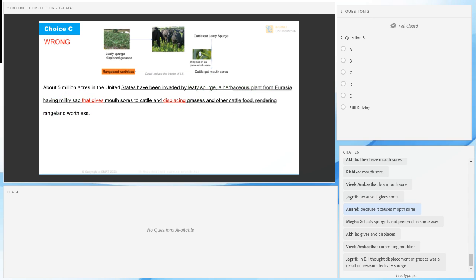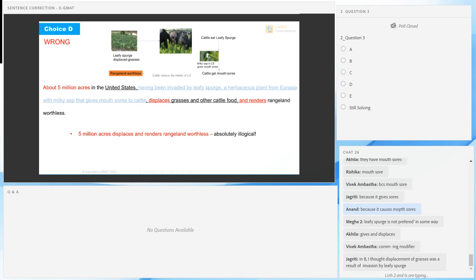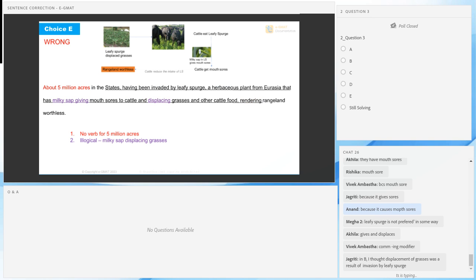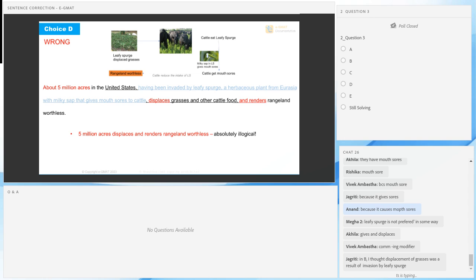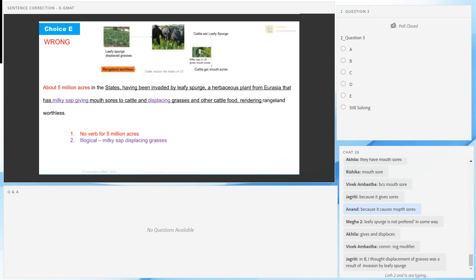Okay. Now, choice C, again, we are going into the details of it. It's pretty late in the hour right now, and again, it requires that level of understanding of verb-ing words. So I'm going to share this PDF with you so that you can look at all the issues. If you see here, 5 million acres displaces and renders. It's not the 5 million acres that displaces, right? And that's why this choice is wrong.